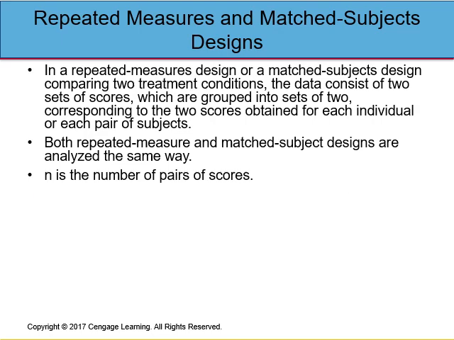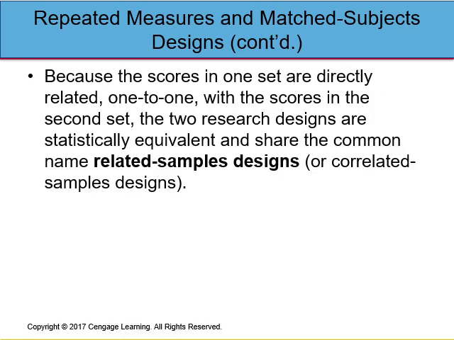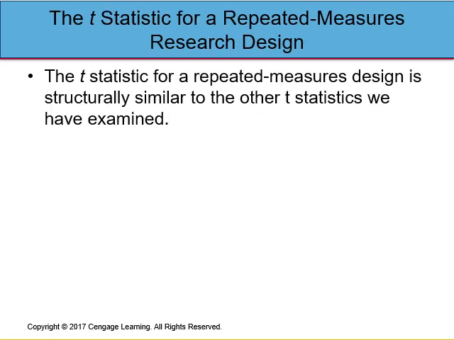For example, here's an example from a repeated measures or a matched subjects design where N is equal to 5. So there are 5 matched pairs. There's the first score column, there's the second score column. Because the scores in one set are directly related with scores in the second set, the two research designs are equivalent and share the common name of related samples design. So repeated measures and matched subjects designs are all under the umbrella of related samples designs.